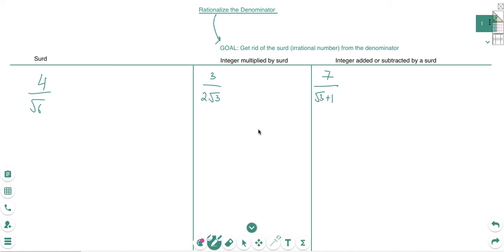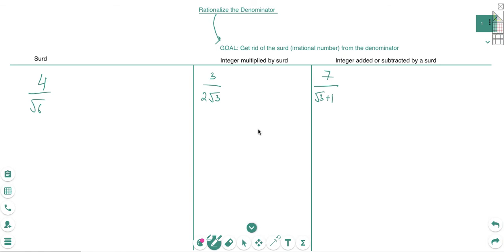Today we're going to be looking at rationalizing the denominator. Before you do this topic, make sure you understand the basic concepts of adding, subtracting, multiplying, dividing, and simplifying surds. If not, you should be alright, because I'll do some brief explanations here.